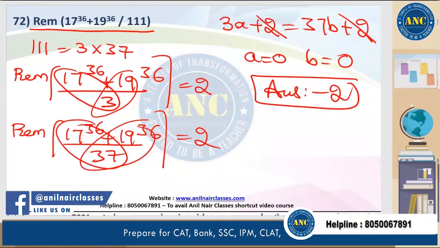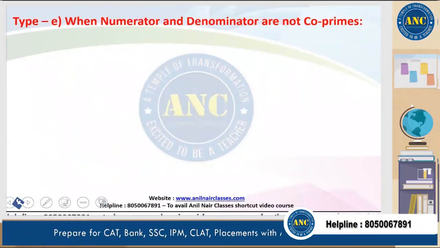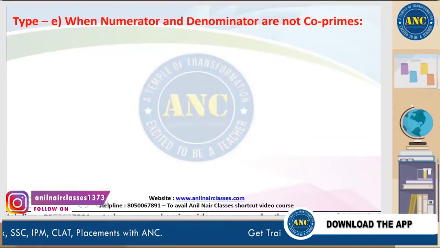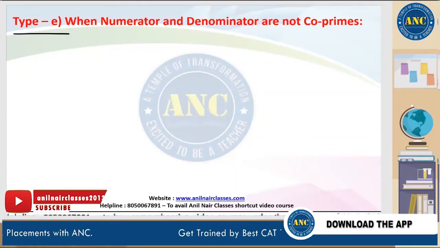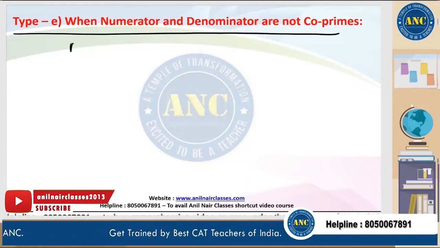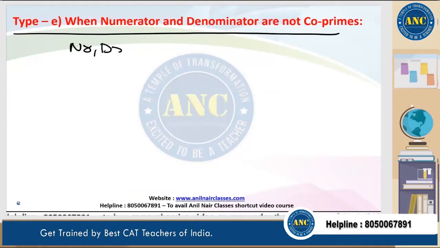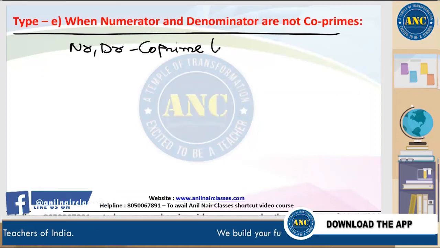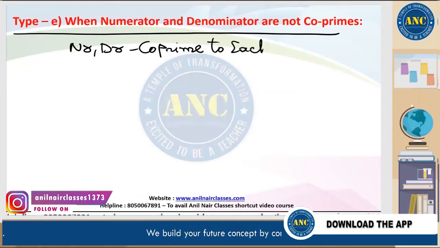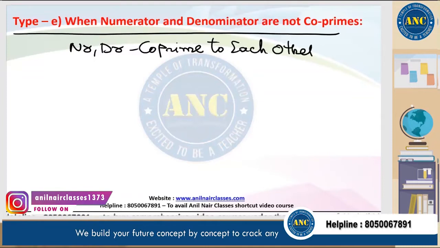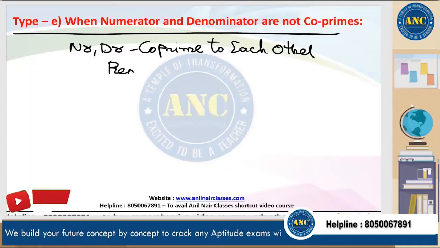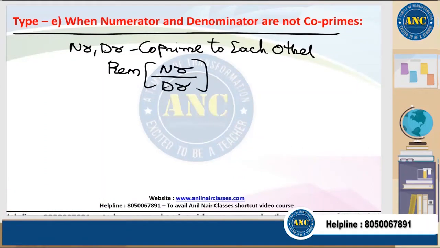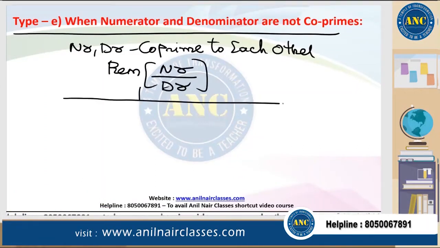Now, please write down one table. This table will help you whenever the questions are there, whenever numerator and denominator are co-prime to each other. In remainder problems, where the numerator is divided by the denominator, this is how you should solve.